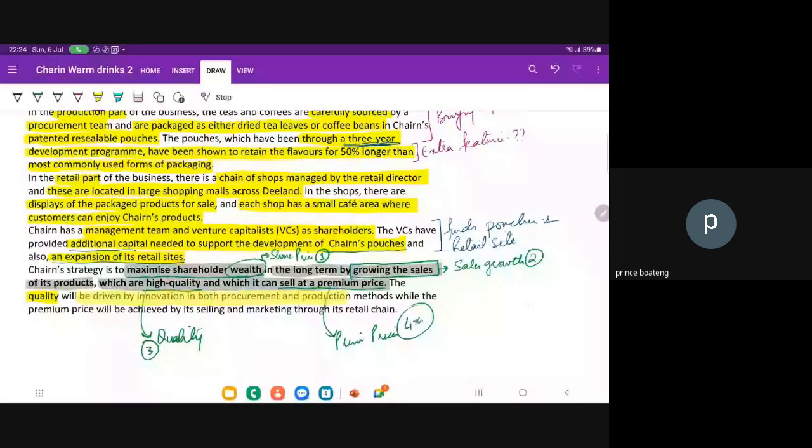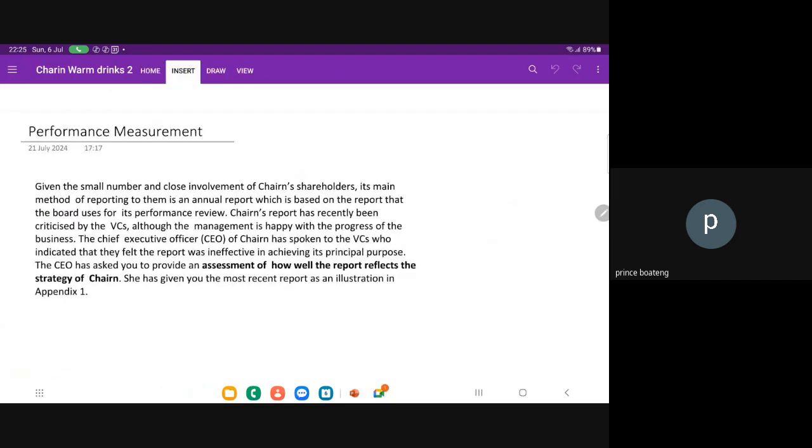So they want to have some innovation in procurement and production methods, while the premium prices will be achieved by selling and marketing through retail chain. Right. So this is basically how they want to achieve their long-term objective. So this paragraph is extremely important, and technically we will use this paragraph for the evaluation of the performance measurement report. Right. Now we will move to the second part.